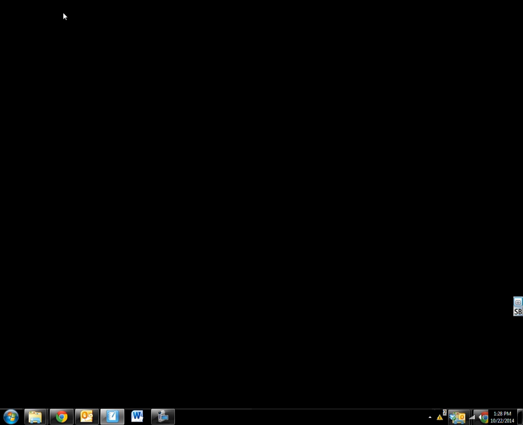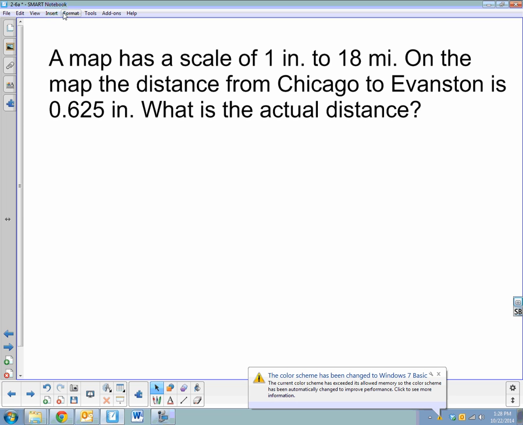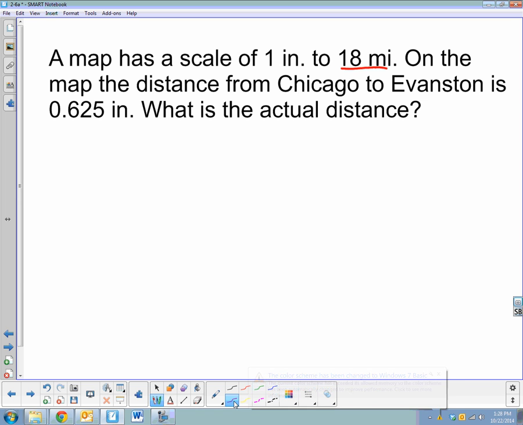So we know that a map is not to scale. You look at a map of Minnesota, and there's no way that's the actual size of Minnesota. And so we scale things down. In this map, we know that 18 miles in the real world, I'll use my pen here, is the same as 1 inch on the map. So that's a ratio. That's a scale factor that we're given.